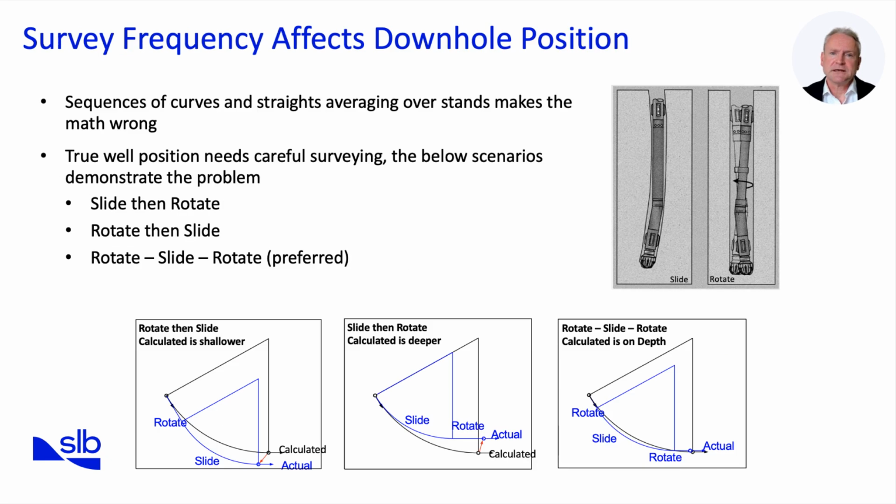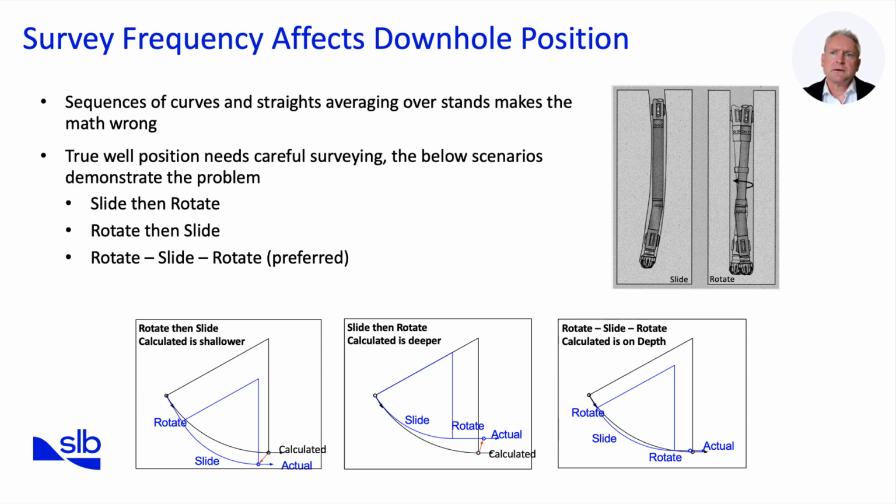Survey frequency is a critical factor in ensuring well bore position accuracy. When surveys are spaced too far apart, the actual well trajectory can deviate from the assumed path, leading to significant positional uncertainty. The sequences of sliding and rotating affect how survey averages represent the true well path.